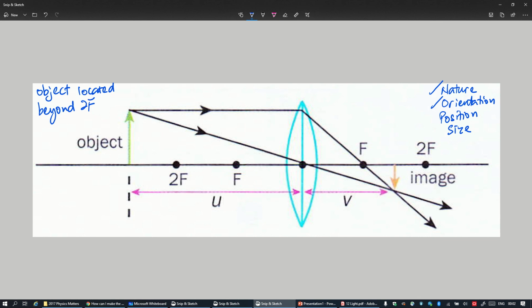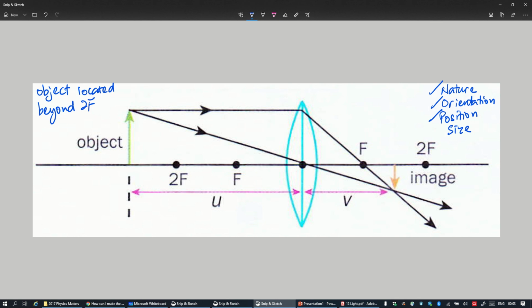Now, how about the position of the image? You can see that the image is formed in between f and 2f. So we just say the image is located between f and 2f. That's how we describe the position. It's quite straightforward. How about the size? If you look at the diagram, you can see that the image is smaller than the object. Again, you see how we keep referencing back to the object to describe the image.